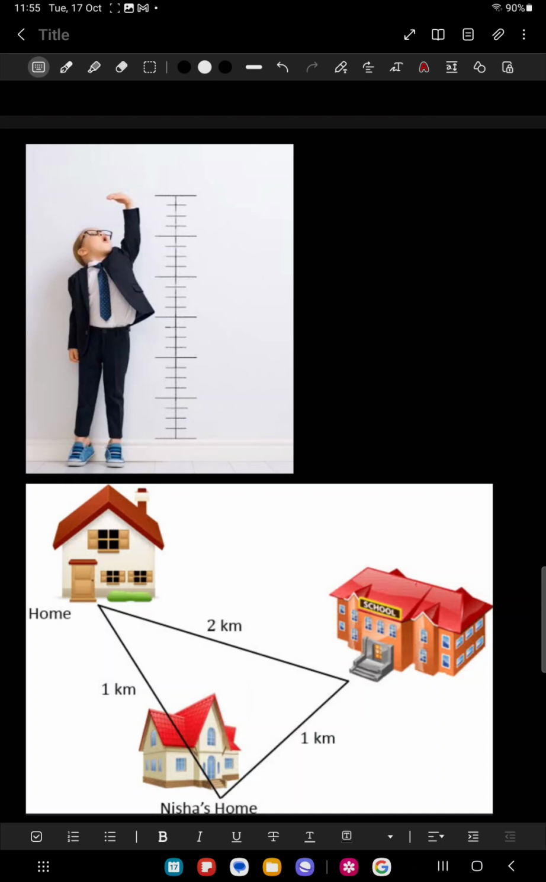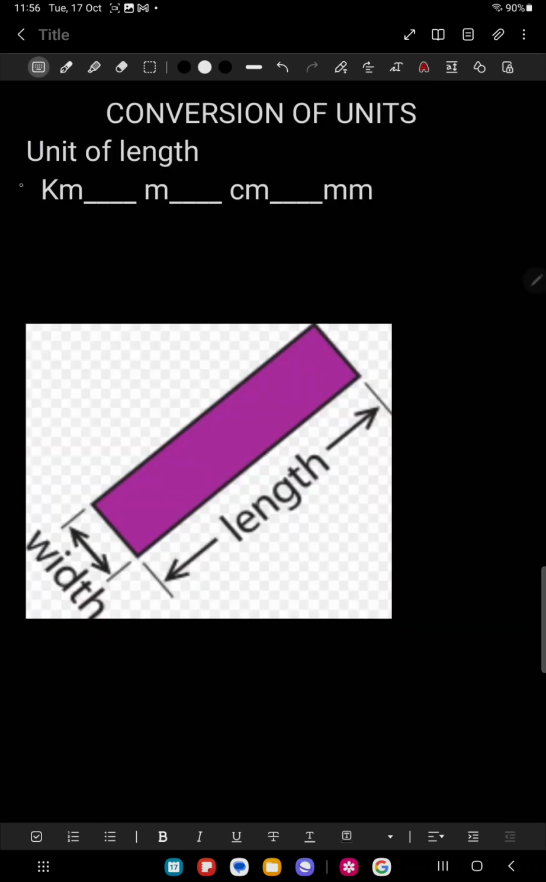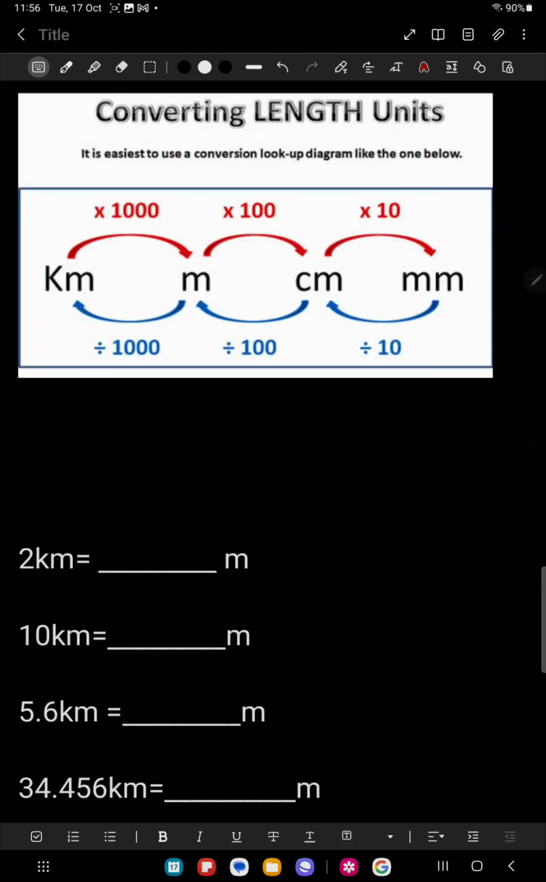But how to convert from one unit to another? If we have measured a distance in kilometer and we want the answer in meter, how do we convert? Or from meter to centimeter, or if we are going back from millimeter to centimeter, centimeter to meter, how to do this? Today we will learn how to convert a unit from one to another. The easiest way is to have a look at this table, this chart.